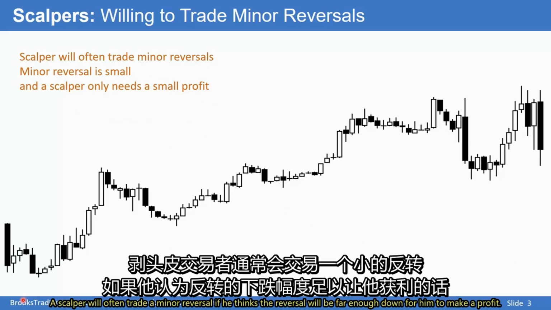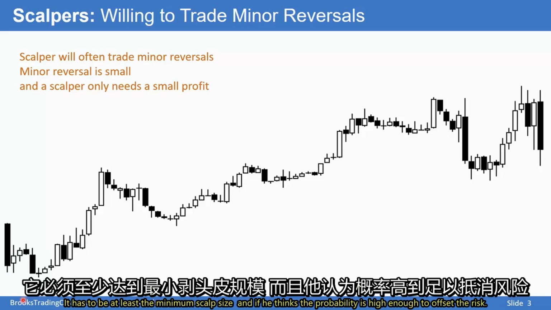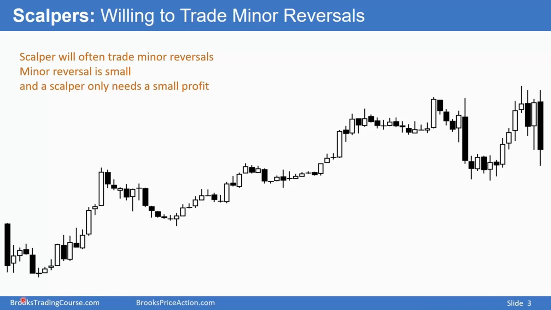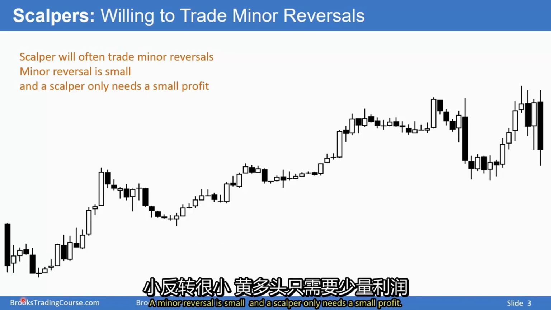A scalper will often trade a minor reversal if he thinks the reversal will be far enough down for him to make a profit. It has to be at least the minimum scalp size, and if he thinks the probability is high enough to offset the risk. Remember, a minor reversal means that the trend is likely to continue or at least evolve into a trading range and not become an opposite trend. A minor reversal is small, and a scalper only needs a small profit.